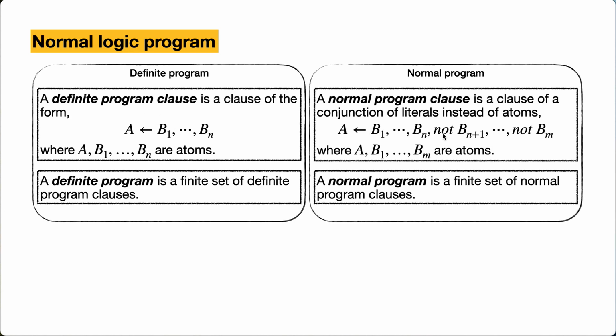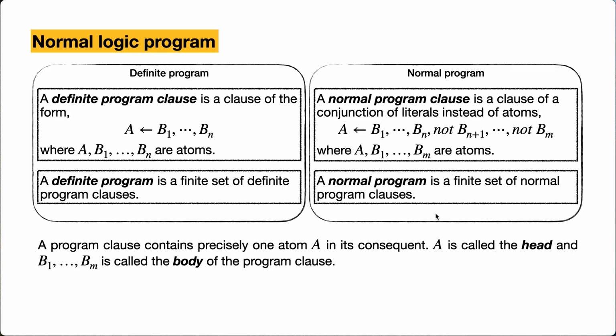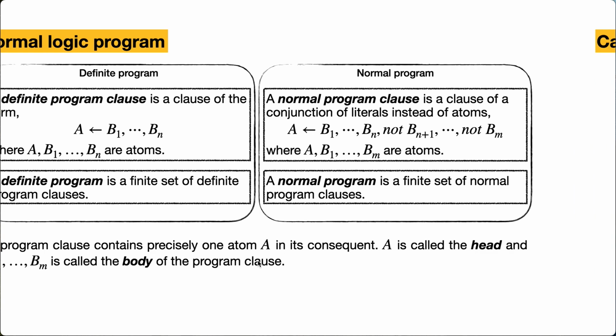Similarly, we have the normal program definition. The one special thing about the normal program is that here we have a not keyword in front of Bn+1 till Bm. Here not means negation, and since not everything is an atom, here we just call them literals. So a program clause consists of precisely one atom A as its consequence. A is called the head, and B1 ... Bm is called the body of the program clause.